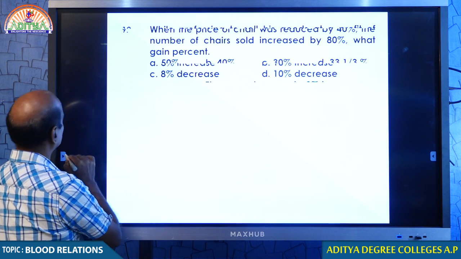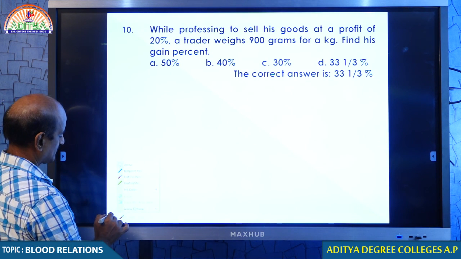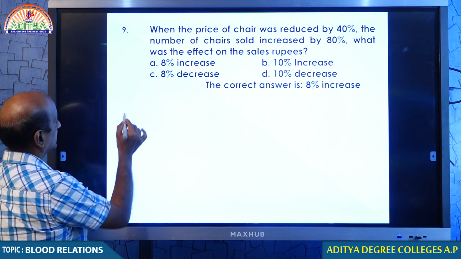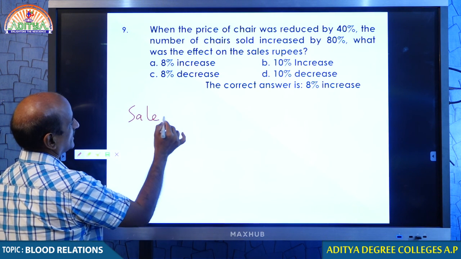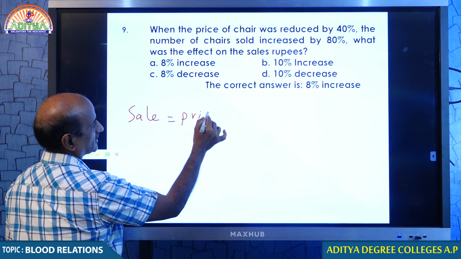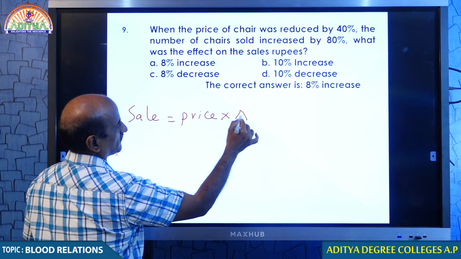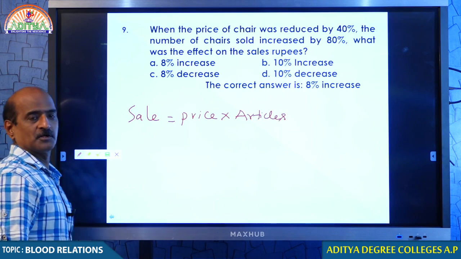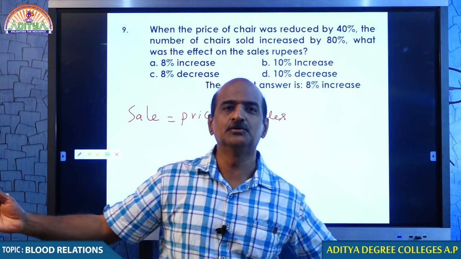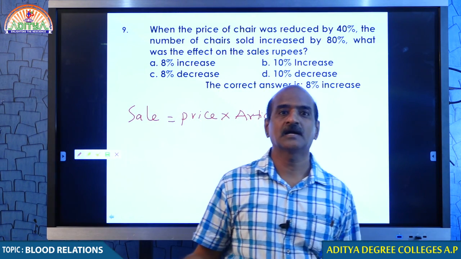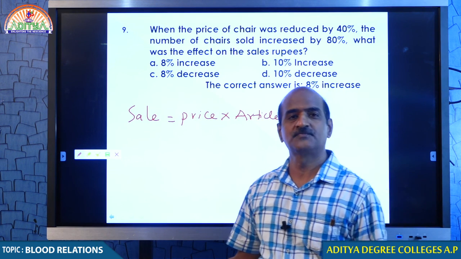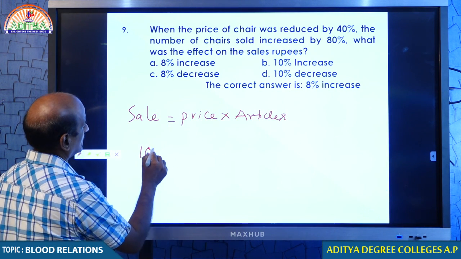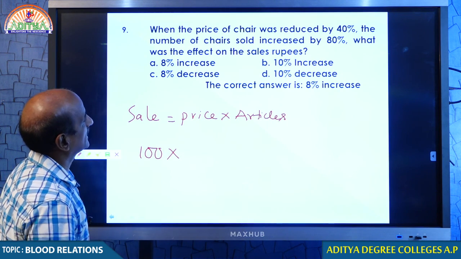So my dear students, here we go. Sale, as I told you just now, depends on the price of the article and the number of articles sold. If you are able to sell more articles, your sale is huge. If you sell at a higher price, your sale is huge. So sale depends on these two. Let the original sale be 100. Tell me what are the changes you made.